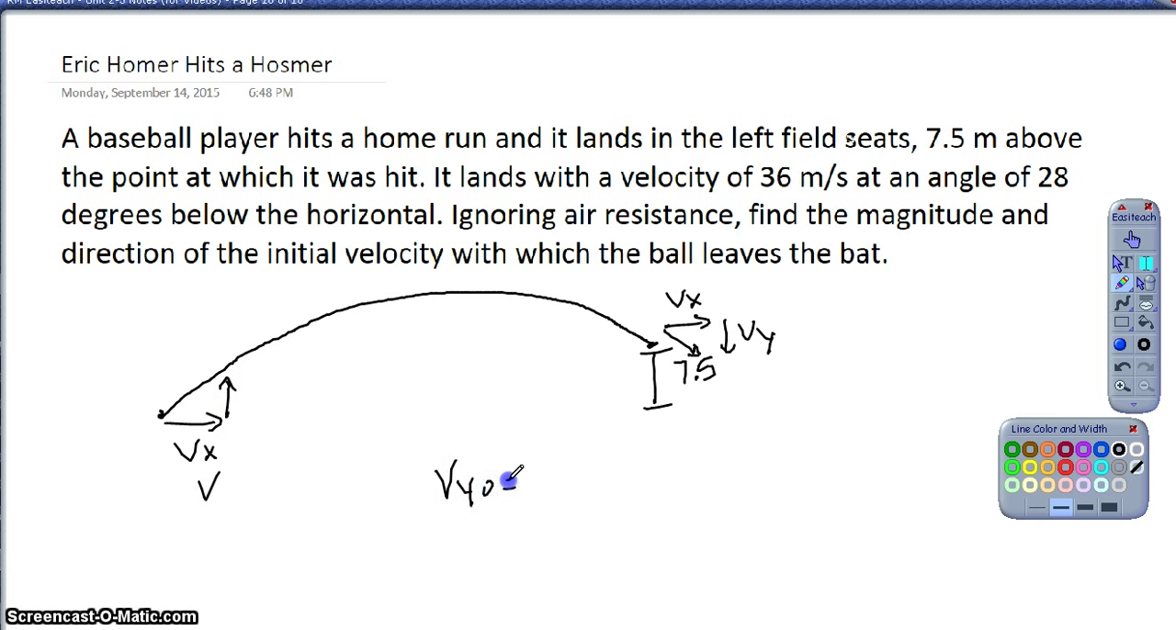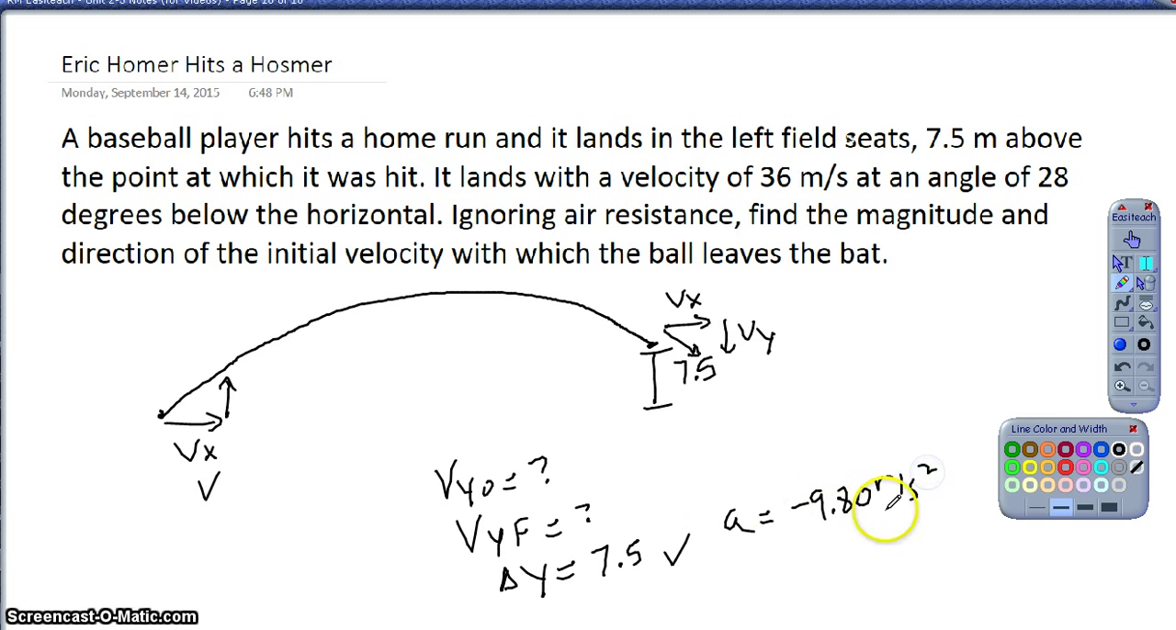You're looking for your initial vertical component. You can find your final vertical component, and you've got your change in y of 7.5 meters here. And then as always we've got our acceleration of negative 9.80 meters per second squared. So it's just a matter of calculating that initial vertical velocity and then finding the hypotenuse and the angle. So again, I'll leave that to you guys to try and finish that out, but hopefully the rest of this section wasn't too bad.